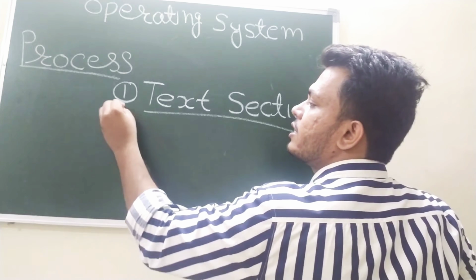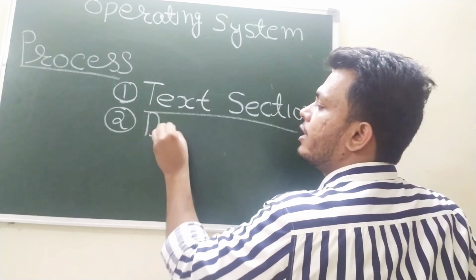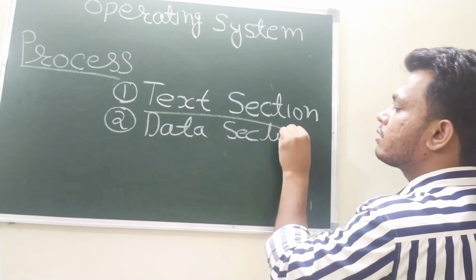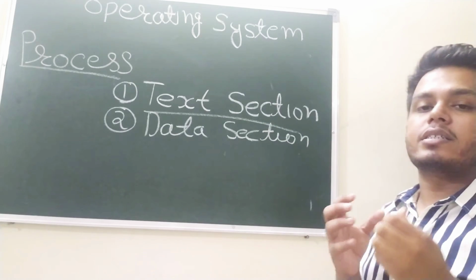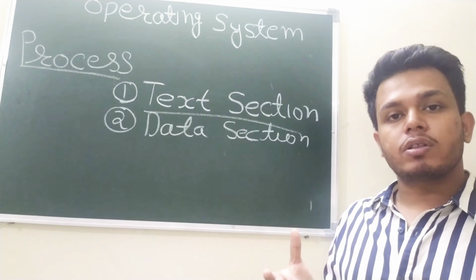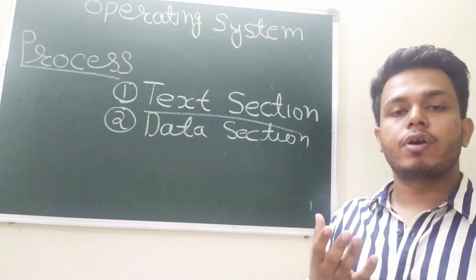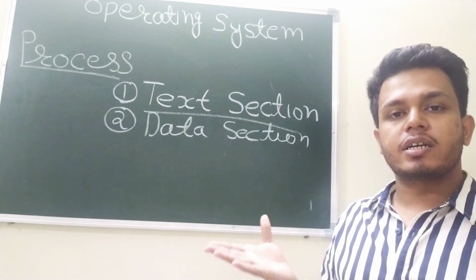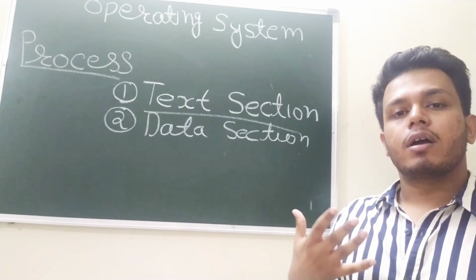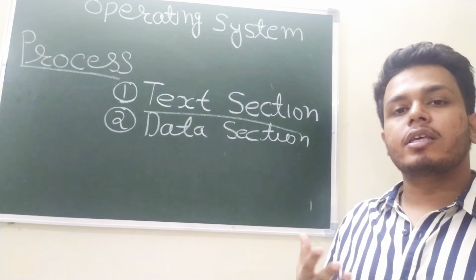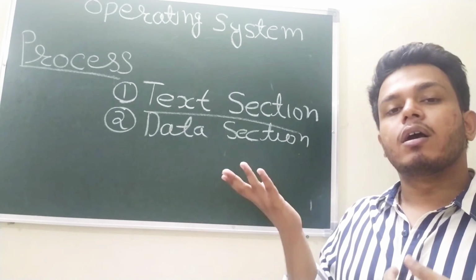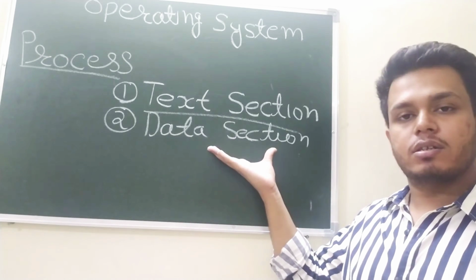The second section is the data section. What is the data section? The data section is used to store the static and the global variables. If you have a programming background, you must understand the terms global and static variable, because we use these terms in programs, right? So all the variables which are declared as static or global are stored in the data section, right?